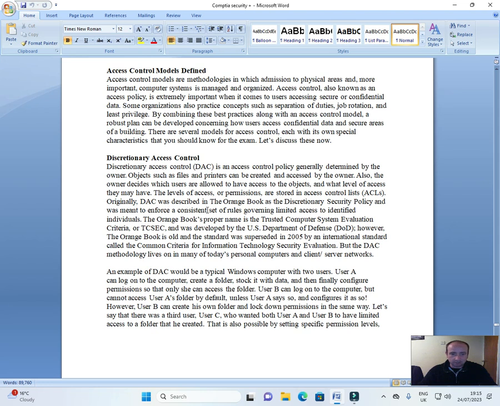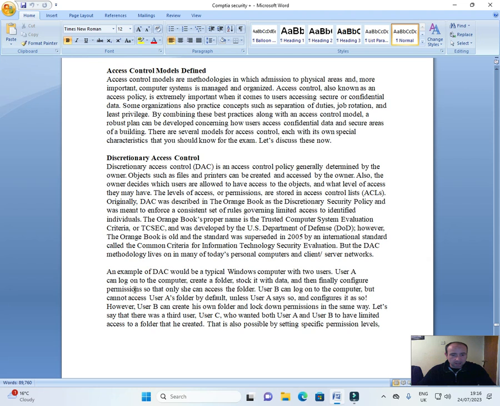Originally, DAC was described in the Orange Book as the discretionary security policy and was meant to enforce a consistent set of rules governing limited access to identified individuals. The Orange Book's proper name is the Trusted Computer System Evaluation Criteria, or TCSEC, and was developed by the US Department of Defense, DoD. However, the Orange Book is old and the standard was superseded in 2005 by an international standard called the Common Criteria for Information Technology Security Evaluation, but the DAC methodology lives on in many of today's personal computers and client-server networks.